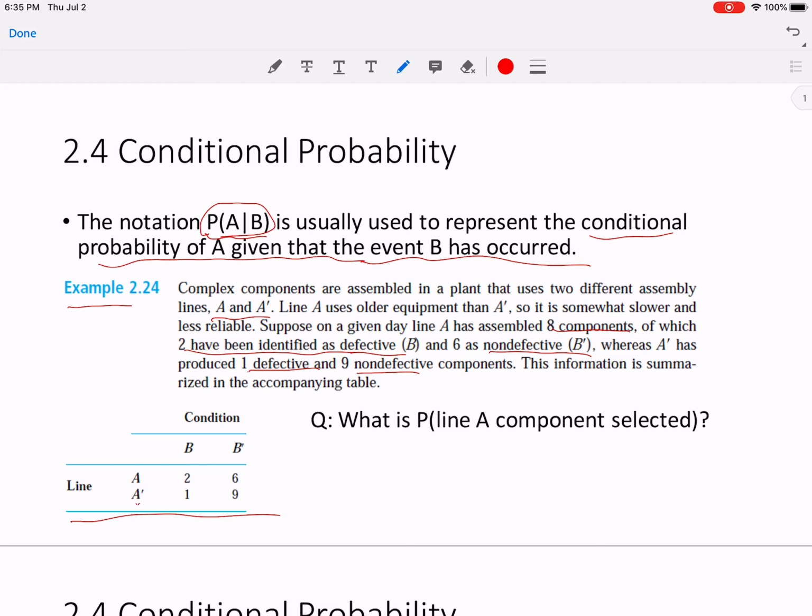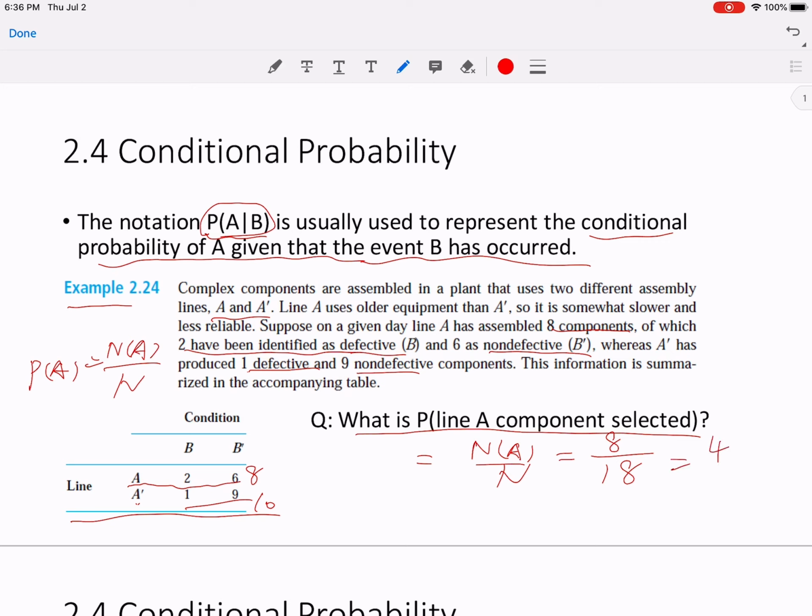So this would be equal to, of course, n of A divided by n. And we know that there are 8 components coming from line A, and the total would be, this is 8 and this is 10, so the total would be 18. So we get 8 divided by 18, and if we simplify it, this is equal to 4/9. That's the probability that a line A component is selected.